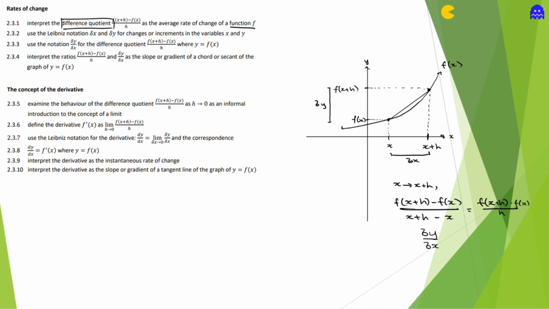And so delta y over delta x is equal to f of x plus h, take f of x, over h. And so that also is equal to the average rate of change of the function from x to the point x plus h. And delta x here would be equal to h. Okay, and so we've knocked off this point here, this point here, this point here, and this point here.